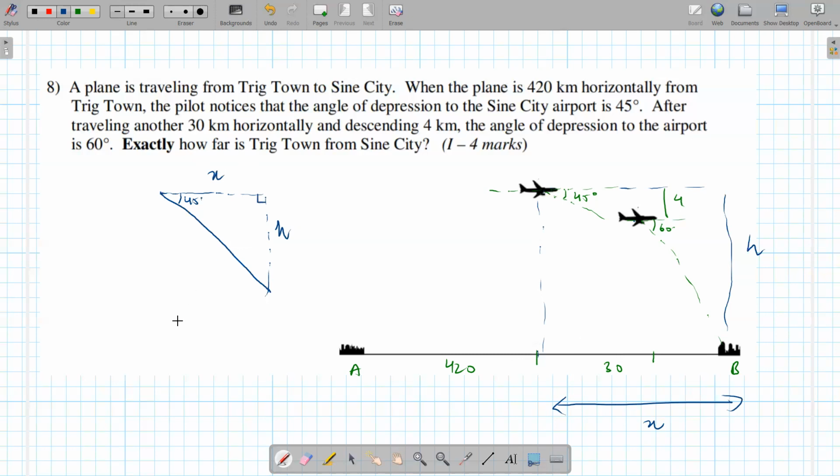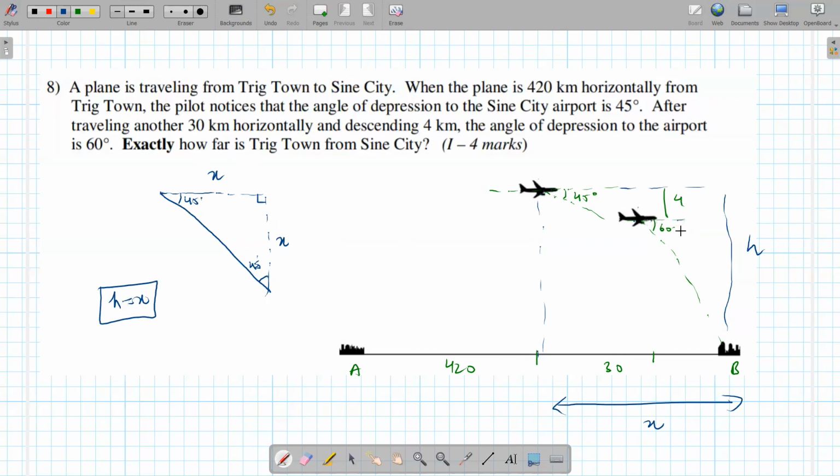Cool. Notice this is 45 degrees, right? 45 degrees means it's an isosceles triangle. This side also must be 45, so that means this side is also X. Basically, H is X. Okay, that's what we get from the first triangle.